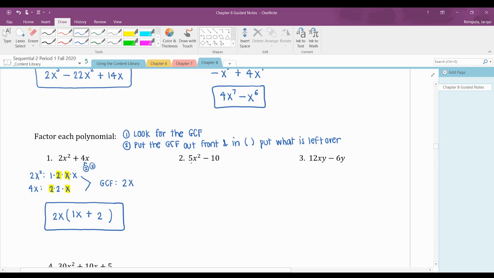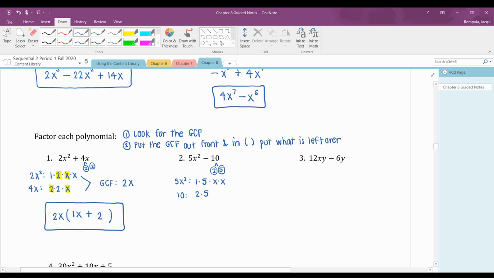Let's try another one. If I have 5x squared minus 10, first thing that I'm going to do is I'm going to look for a GCF. The 5, I can't break that up any further. 5 is just 1 times 5. So with my 5x squared, I'm going to have 1 times 5. X squared means I'm going to have x times x. If I look at the second term, which is just 10, I can break that up. That's 2 times 5. I can't break those up any further, so 2 times 5.